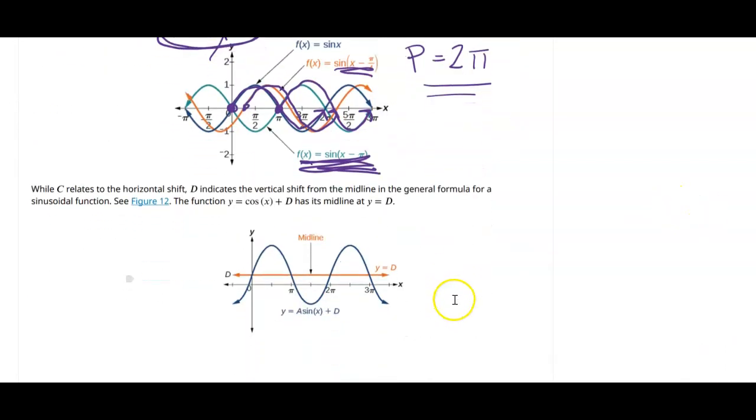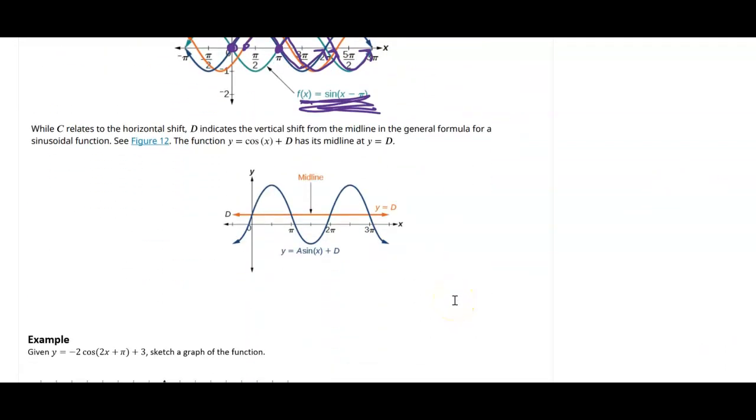The other shift we can do is we can move up or down. So that's going to be with any number on the outside here, and then that's going to create your midline. It's going to basically move what would be your x-axis up or down to that d value.